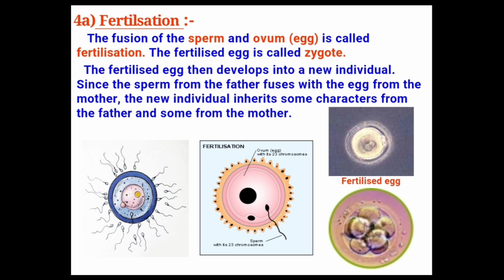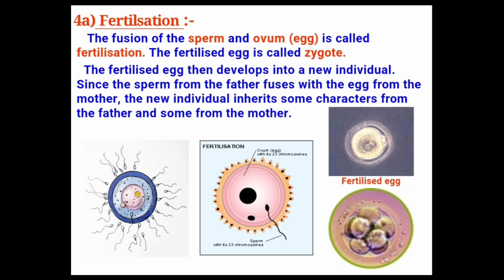Now the process of fertilization, how does this process happen? It is shown through the picture. As you can see, the fusion of sperm and ovum is known as fertilization. Fusion of sperm and ovum means the male and female gamete. This is the male gamete and this is the female gamete. So this is the sperm.